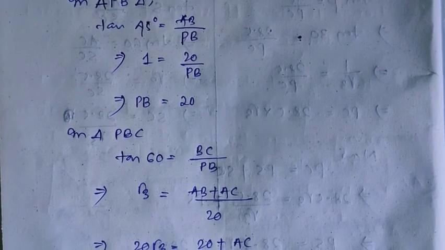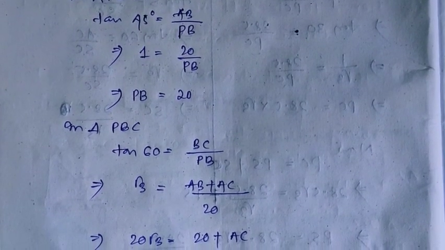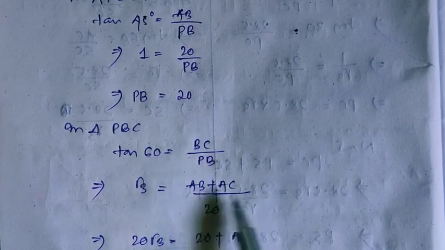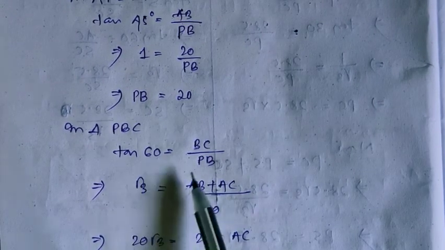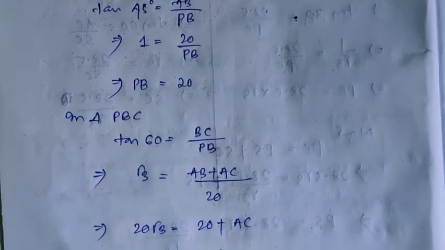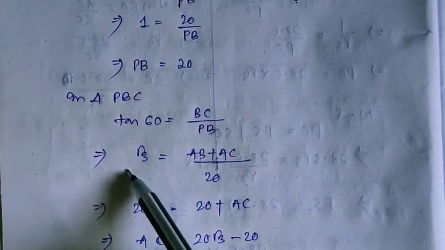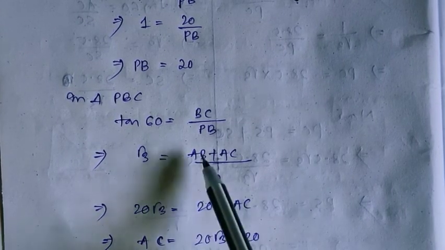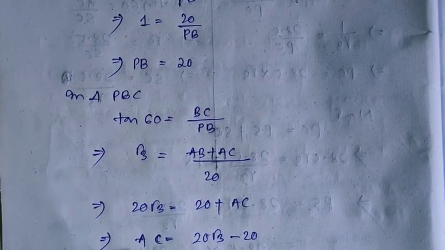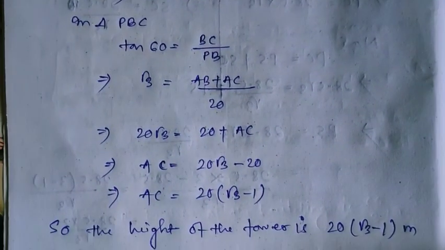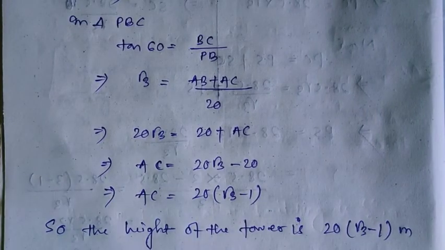This implies tan 60 is equal to root 3. Root 3 is equal to BC by PB, and here BC is equal to AB plus AC. So I am writing here AB plus AC by 20. From here this 20 will be multiplied here. So 20 root 3 is equal to 20 plus AC, because AB is given as 20. So AC is equal to 20 root 3 minus 20, which is AC equal to 20 into root 3 minus 1.